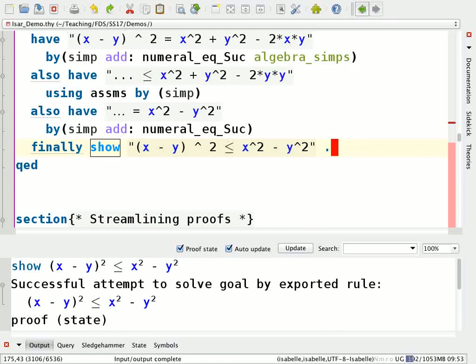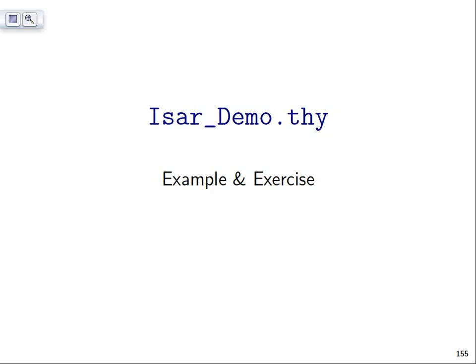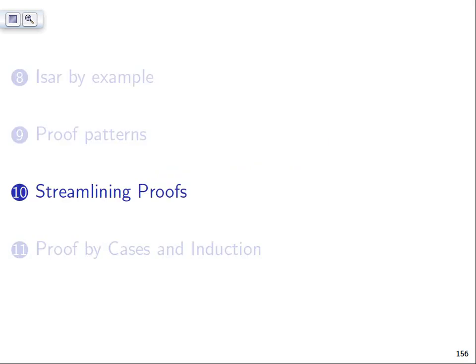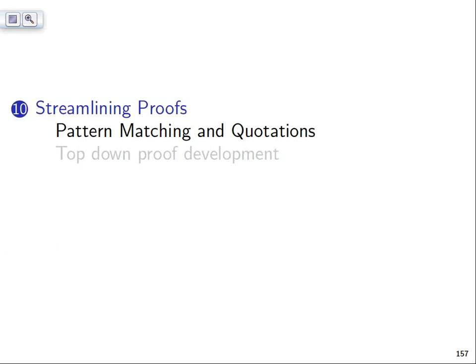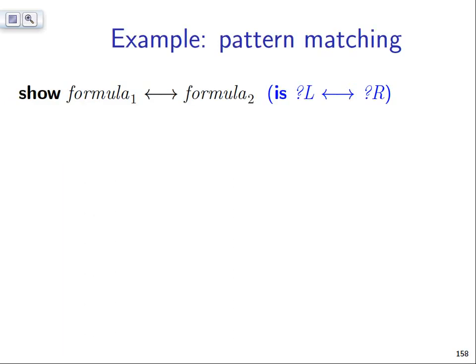And I think that pretty much brings us to the end of the lecture. We still have some 5 minutes, so we should use the time. Let's introduce you to a few of the gadgets for making proofs shorter. The first one is pattern matching and quotations. This is aimed at having to write less text by avoiding repetition.